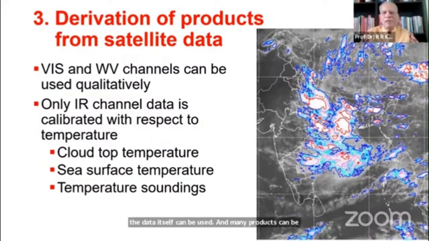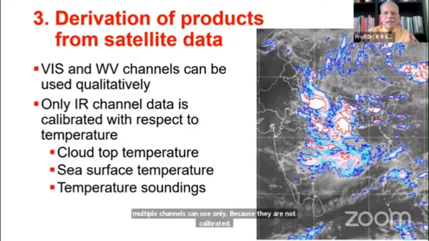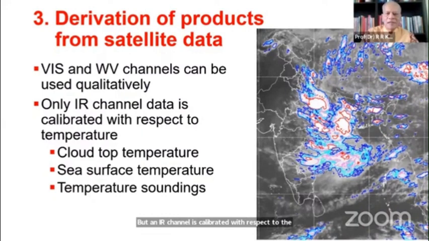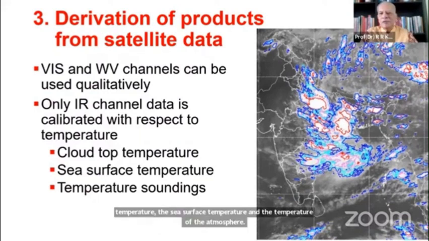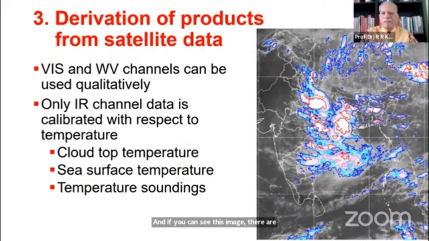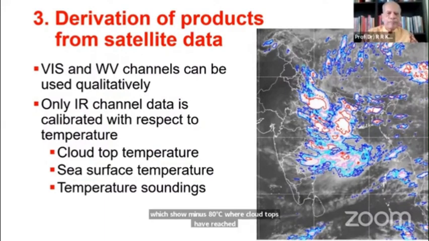First of all, it should be clear that visible and water vapor channels can be used only qualitatively because they are not calibrated. But an IR channel is calibrated with respect to the temperature, and we can derive basically 3 things: cloud top temperature, the sea surface temperature, and the temperature of the atmosphere. And you can see in this image, there are red isotherms which show minus 80 degrees Celsius, where cloud tops have reached, and there are blue ones which are minus 60, which are some of the lower clouds.